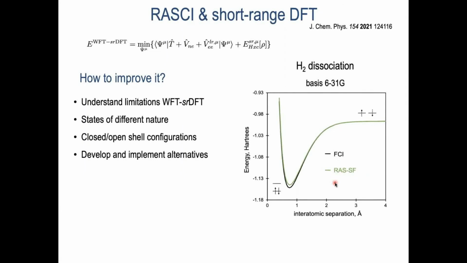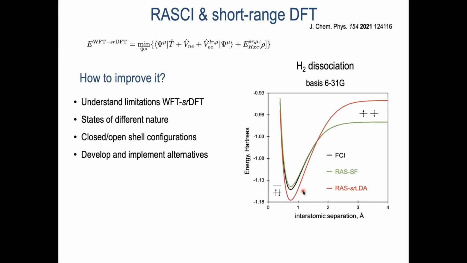So actually, for this case, with a RAS2 space of 2 electrons in 2 orbitals, of course, RAS spin flip is very, very close to full CI, and only at equilibrium we are missing some correlation, I would say dynamic correlation. So we thought, well, maybe this is the ideal case where we are very close to the exact solution. If we add here short range DFT, we should recover this small amount and get to full CI.